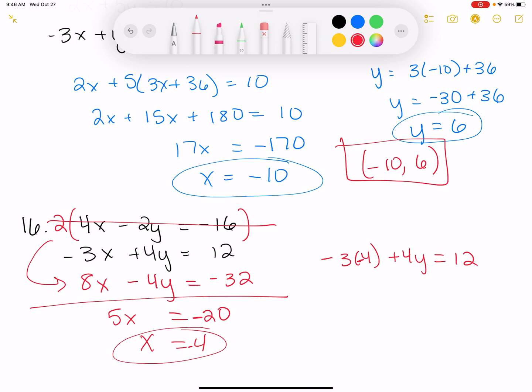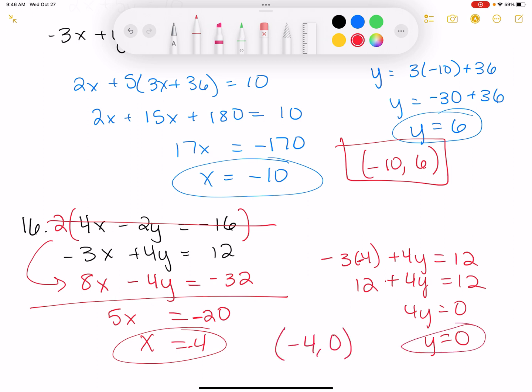It's those signs, man. Signs will kill you in this section. So this was negative 12 plus 4y is equal to 12, so 4y is equal to 0. y equals 0. So the answer is negative 4, 0.